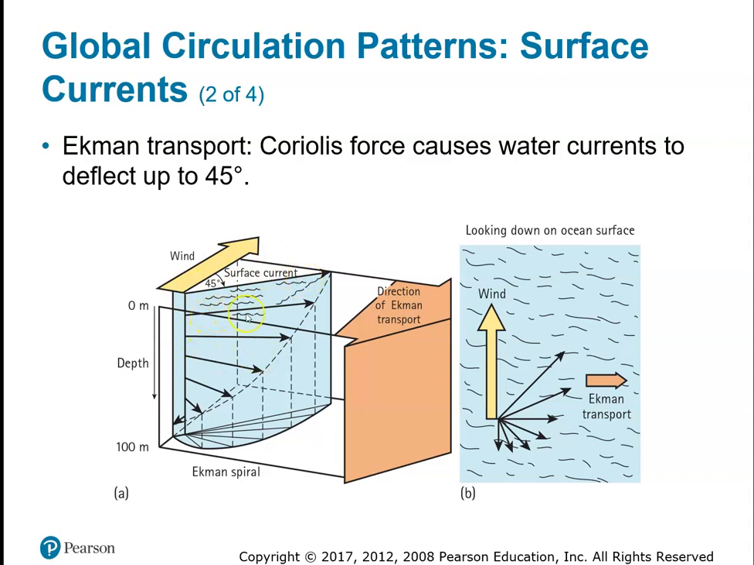And so this Ekman transport will deflect the current, as I said here, up to about 45 degrees, and it's most prevalent at the surface, and then it gets less and less as you get further and further down. So you get down 100 meters or so, and the length of the arrow is not as prevalent. But notice there's this curl, this spiral that goes on within the ocean. That's going to become really important to us in just a moment.